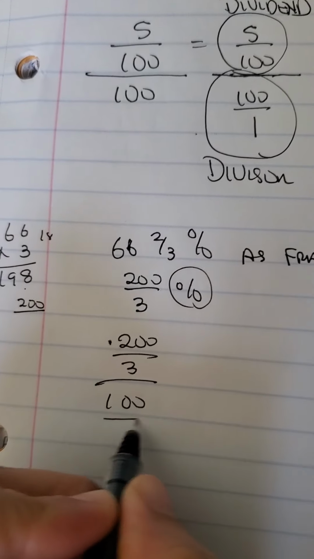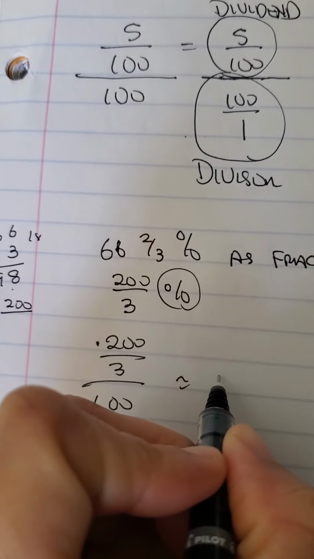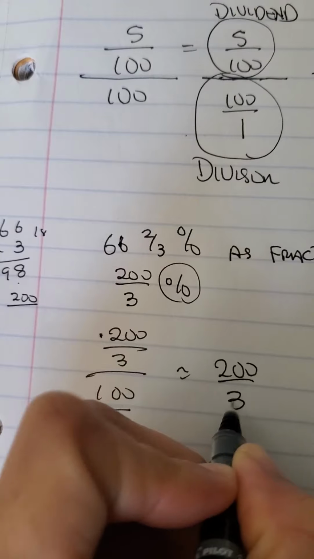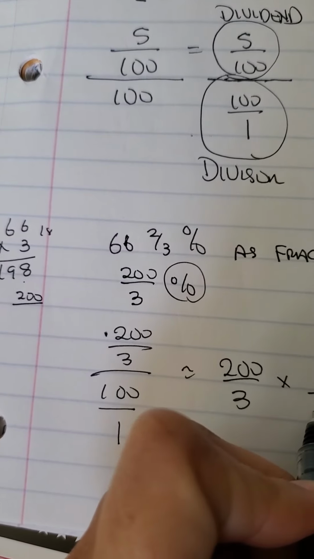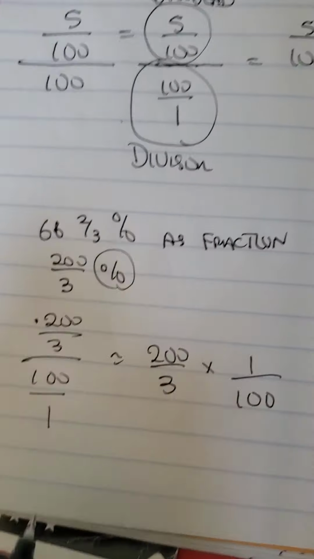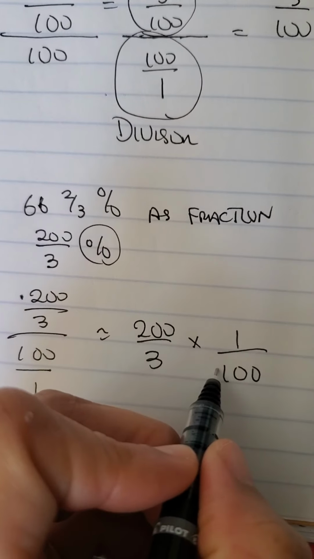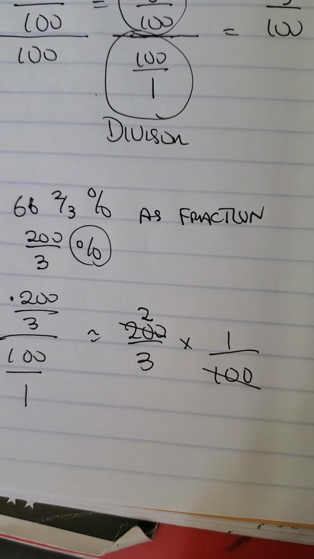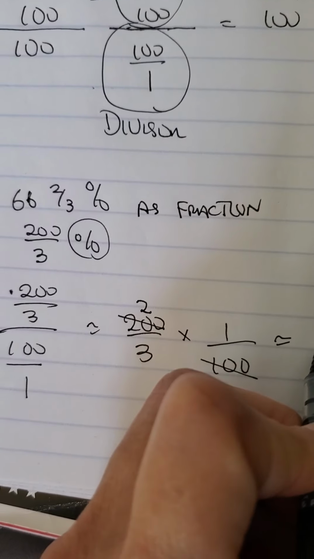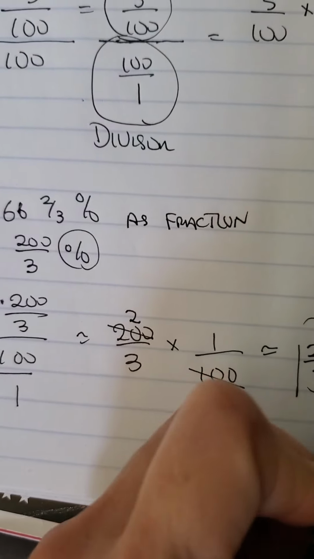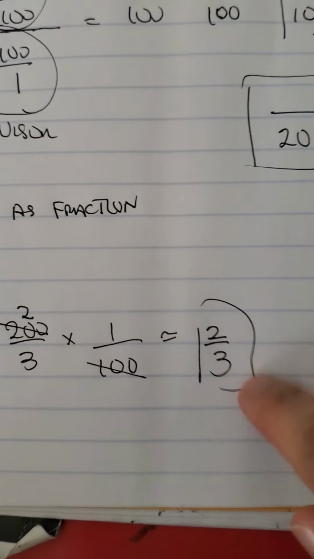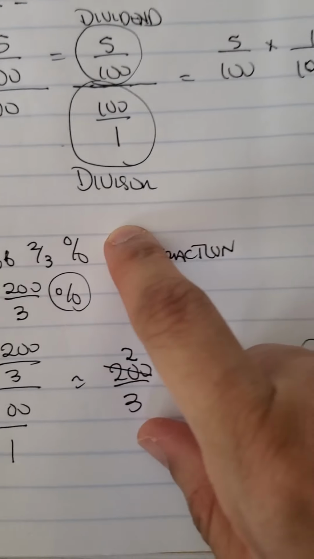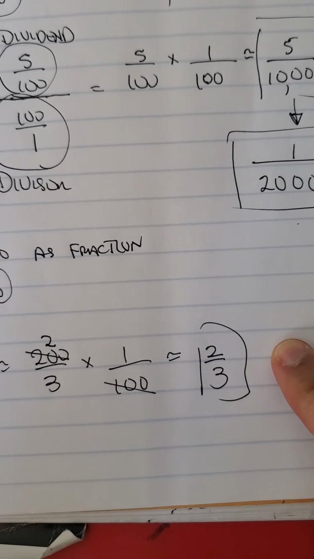So I'm just going to put this 100 over 1, and then I'm going to multiply my dividend fraction times the reciprocal of my divisor fraction, right? And this looks beautiful because we could see 100 and 200 have a common factor of 100, leaving us with just 2. So our answer here is just good old 2/3. Notice my answer doesn't have the percent symbol in it because it was given as a percent and they just wanted it as a fraction or a decimal.